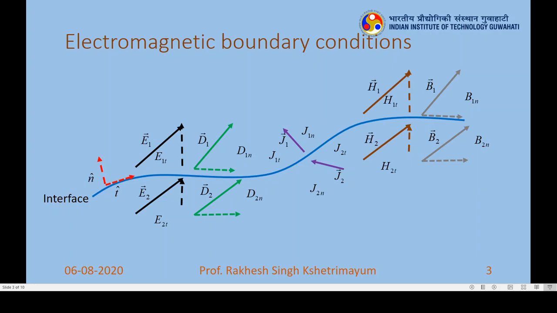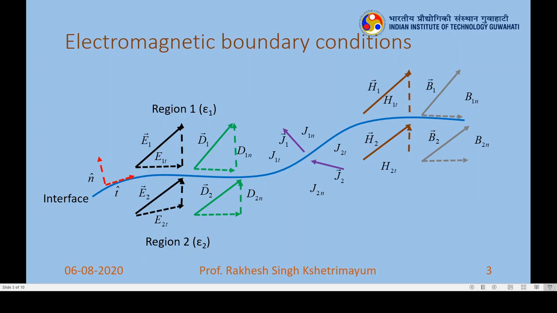So for the electric boundary conditions, the two media we are considering are medium 1 having epsilon 1 and medium 2 having epsilon 2. Here we will find the relation between E1 tangential and E2 tangential. Similarly, we will also find the relation between D1N and D2N.